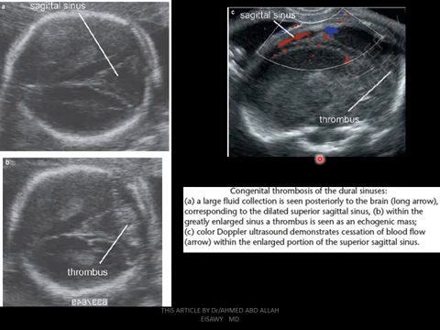Congenital thrombosis of dural sinuses, as we see among other abnormalities. A large fluid collection is seen posterior to the brain, corresponding to a dilated sagittal sinus, as we see in this image. Within the greatly enlarged sinus, thrombus is seen as an echogenic mass. Color Doppler demonstrates cessation of blood flow within a large portion of the sagittal sinus.